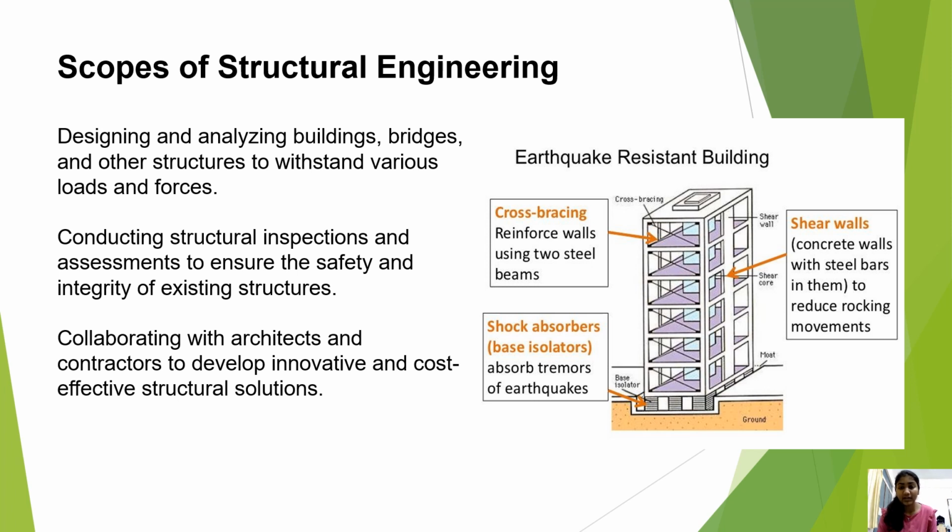Here I have given the figure of an earthquake resistant building. You can see the resistant building. It has cross bracing, shock absorbers, and shear walls: reinforced walls using steel, concrete walls with steel bars in them to reduce shock and rocking movements. Shock absorbers are located in the base isolators, which absorb the tremors of an earthquake. These are very necessary if you are building a building for any engineering purpose. For civil engineering, very important.